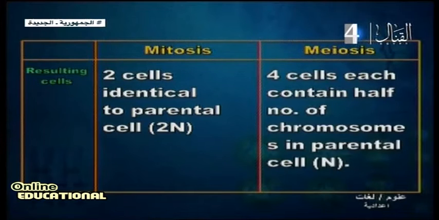But in the case of meiosis, 4 cells are formed. Each one contains half the number of chromosomes of the parent cell. The number is n, or we can say the haploid number, or half number of chromosomes. If this division happens in humans, mitosis forms 2 cells each containing 46 chromosomes, and meiosis forms 4 cells, each one containing half the number, or 23 chromosomes, which are gametes.